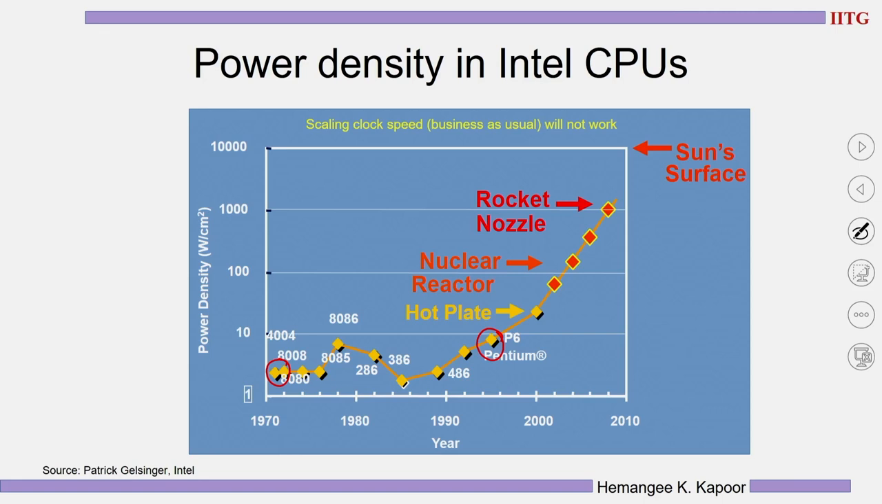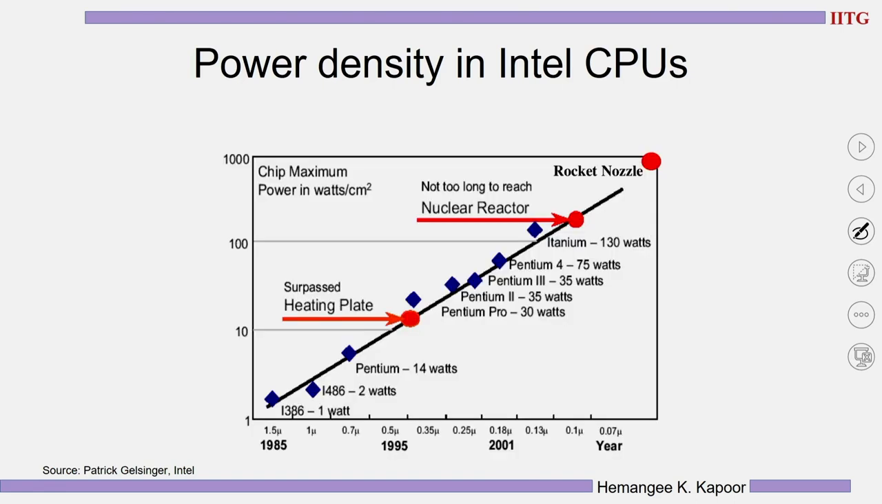But if we had continued to increase the clock frequency for such devices, the heat dissipation would be such that the chip temperatures would rise to that of a nuclear reactor and further to a rocket nozzle. Definitely unrealistic scenarios, because to dissipate or cool a device at this temperature would be very difficult. Another representation of the same concept.